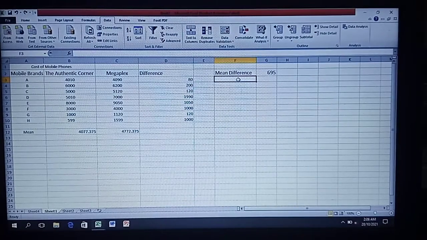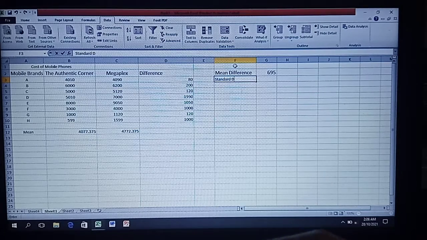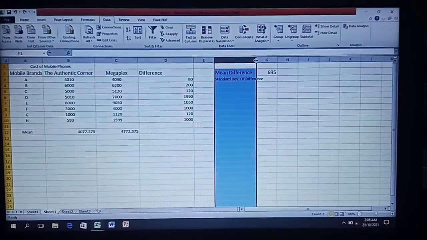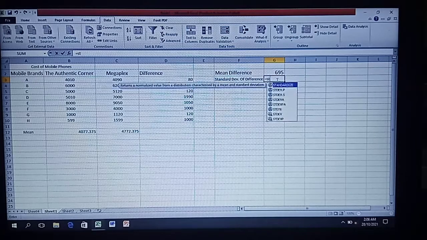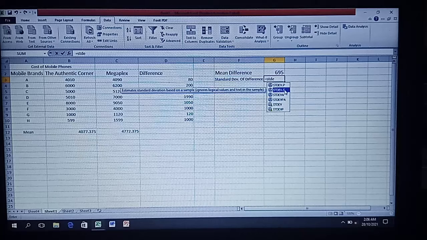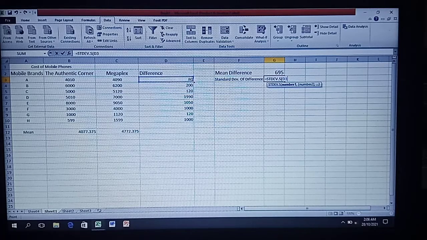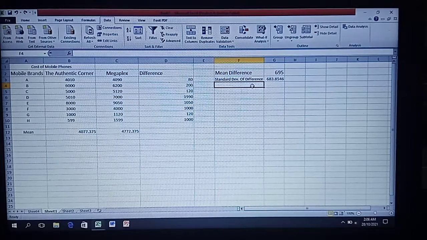The next one is the standard deviation of difference. Using STDEV, our standard deviation of difference is equal to 683.8546.